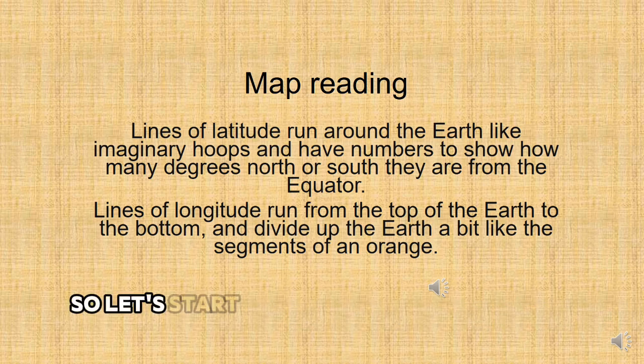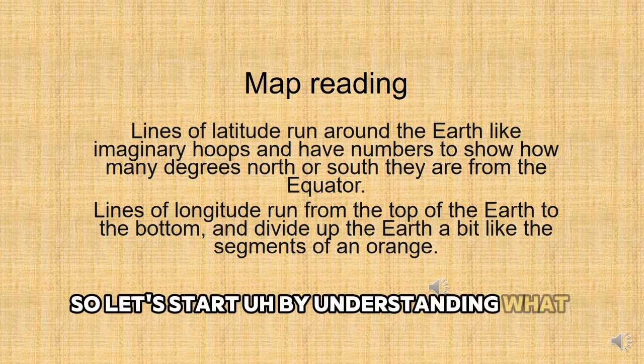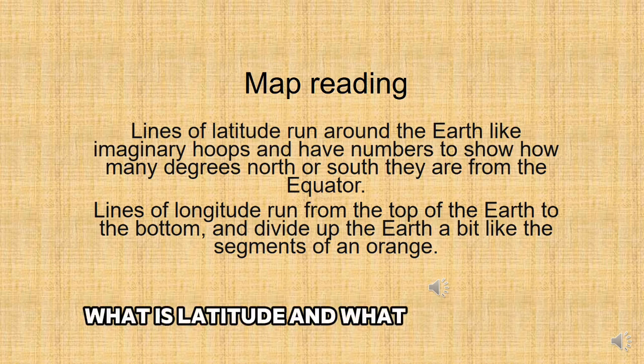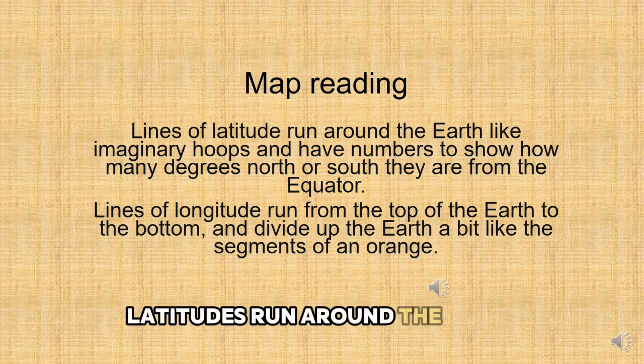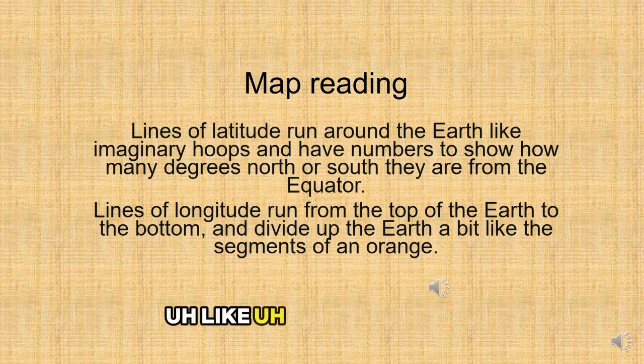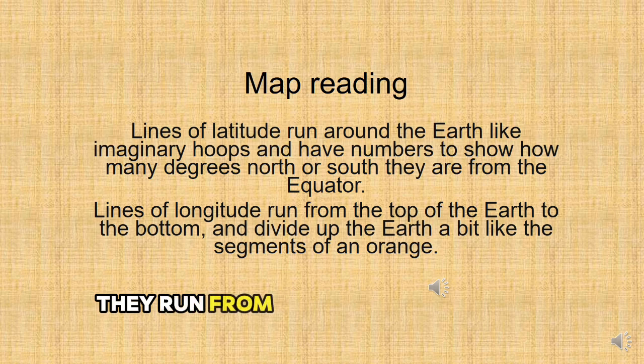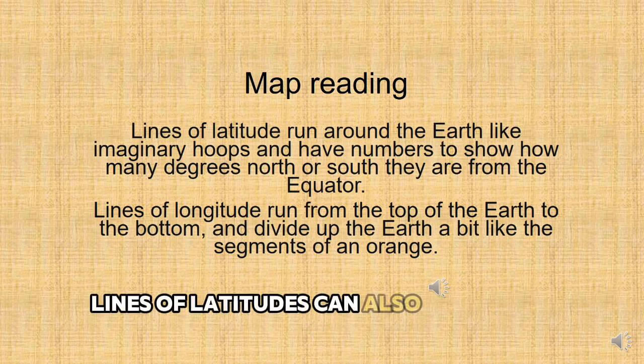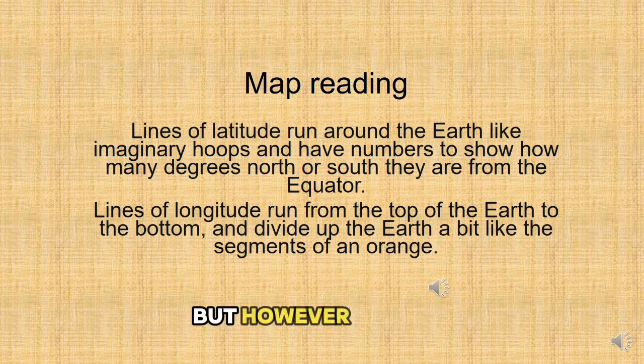Right, so let's start by understanding what is latitude and what is longitude. Latitudes run around the earth like imaginary lines, they run from east to west of the globe, and longitudes run from the North Pole to the South Pole. So these lines of latitudes can also be used to locate places, but however, they cannot give you a specific location of a place when you are using this manual method, which I'm going to talk about.